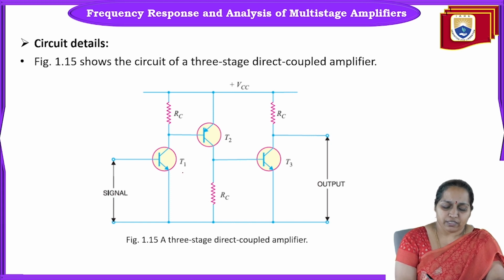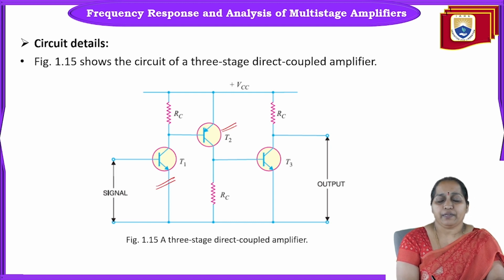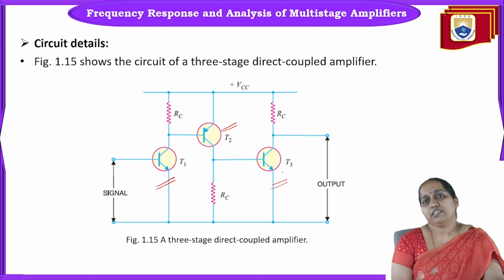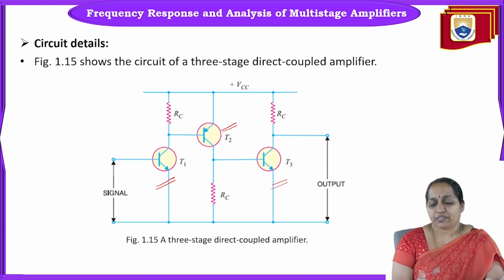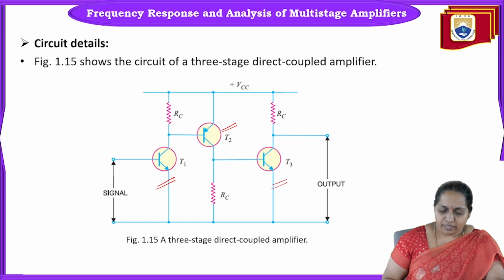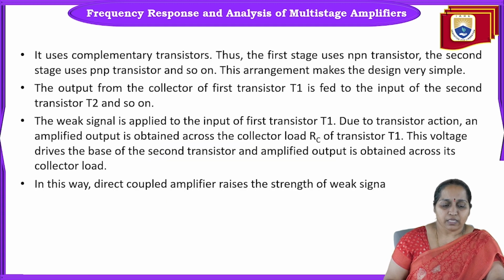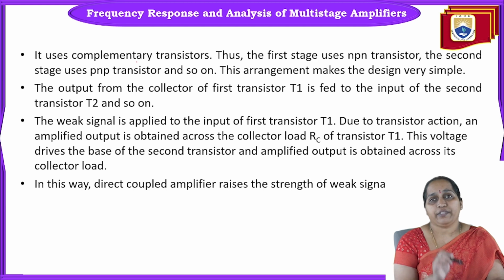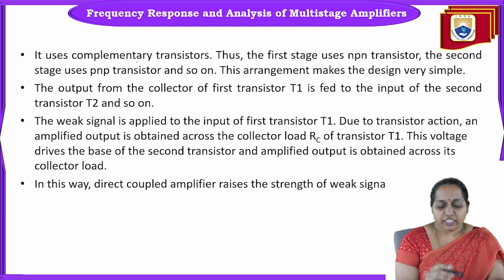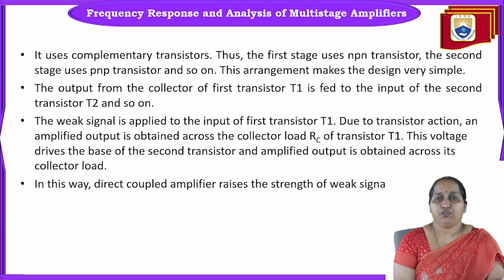If you observe here in the 3-stage direct coupled amplifier, you are making use of transistors in a different manner. First stage you are using an NPN transistor, second stage it is PNP, and again third stage it is NPN, like this. The alternate PNP and NPN transistors will be used to construct the direct coupled amplifier. These are called complementary transistors. T1 will be NPN, then T2 will be PNP, again T3 will be NPN, T4 will be PNP, like this.